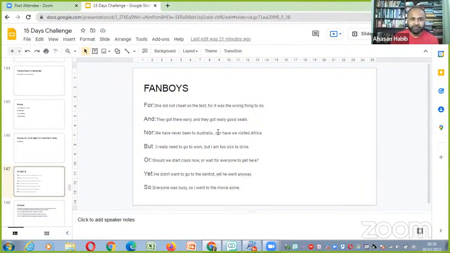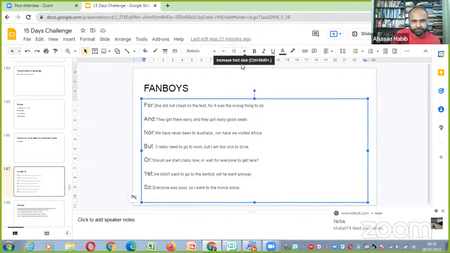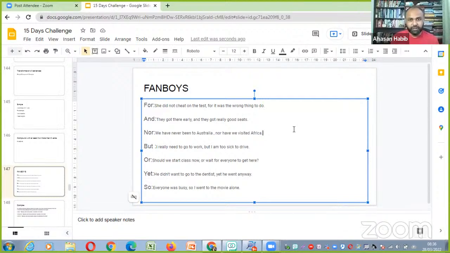Right, so now we're going to make a lot of sentences. So using for, see the sentences. She did not cheat on the test, for it was the wrong thing to do. Okay, let me see if I can make it a bit bigger for you. So she did not cheat on the test, for it was the wrong thing to do, right? So using for, we can say these things, and this is called a compound sentence. And, they got there early and they got really good seats. Using and, we can say this: they got there early and they got really good seats, right?